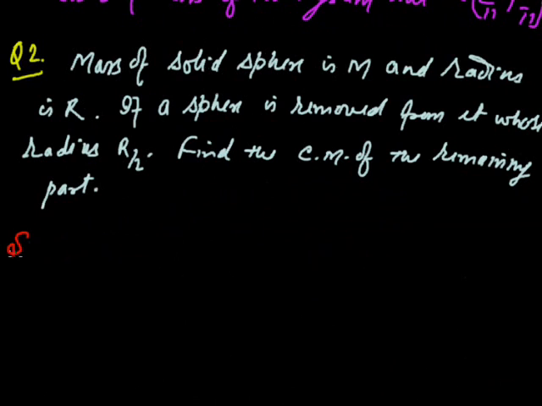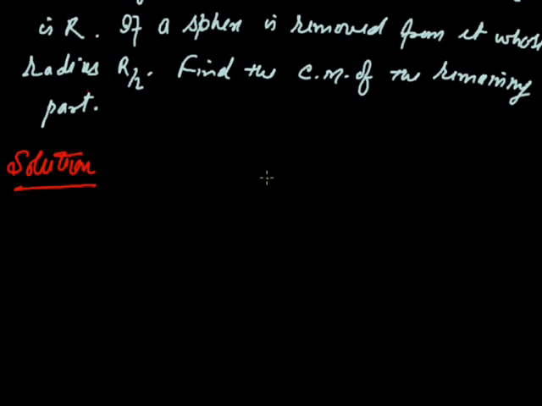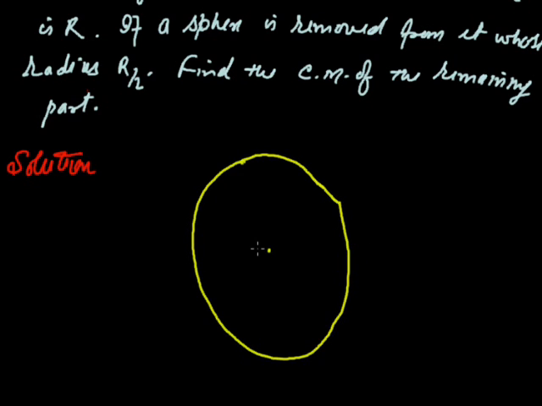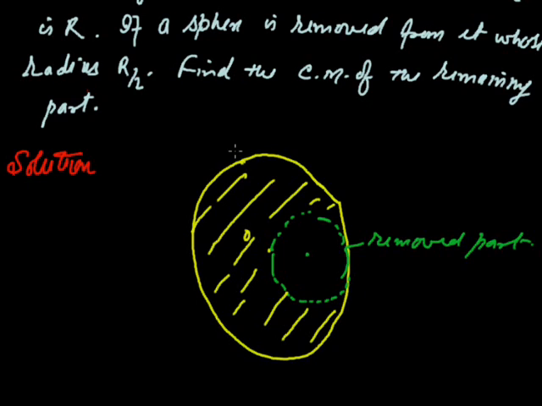Now the solution. It is a sphere whose radius is capital R. A sphere is cut in such a way that its radius is R by 2, so its center will be here. This one is the sphere whose radius is R by 2, the removed part. Now we have to find the center of mass of this shaded part.